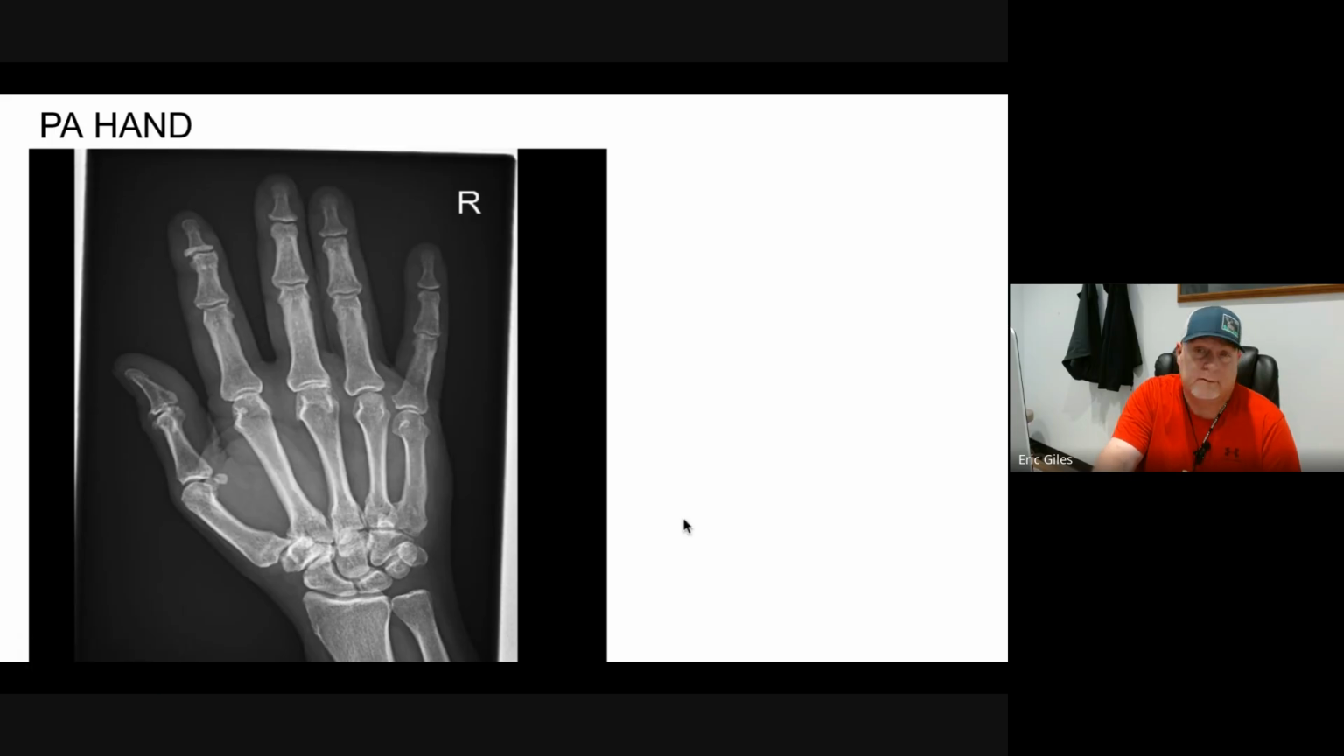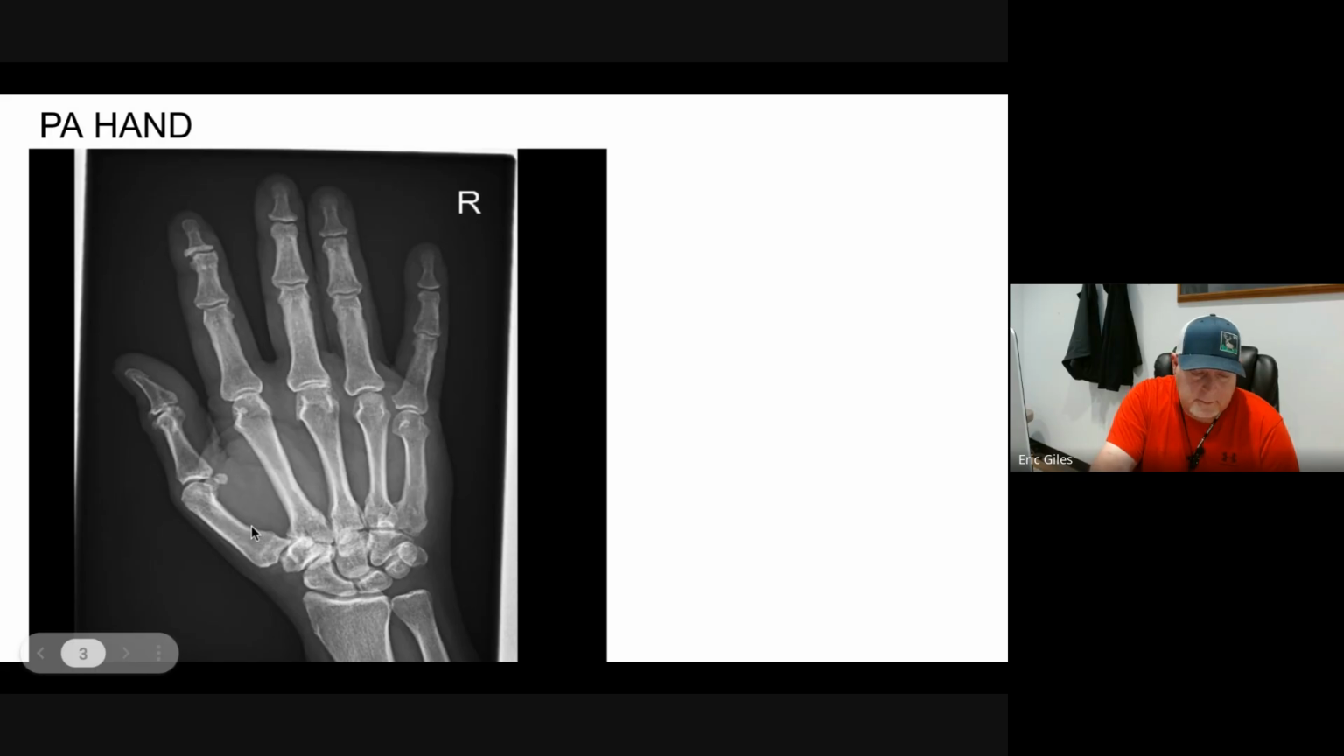So C stands for collimation. Are we collimated correctly? We are collimated very well on this image. Okay, we're pretty tight up here on the medial side, out here on the lateral side. We're collimated pretty tight to the distal phalanges, and we've included the distal radius and ulna. So yeah, it's collimated very, very well. So good job on this image.